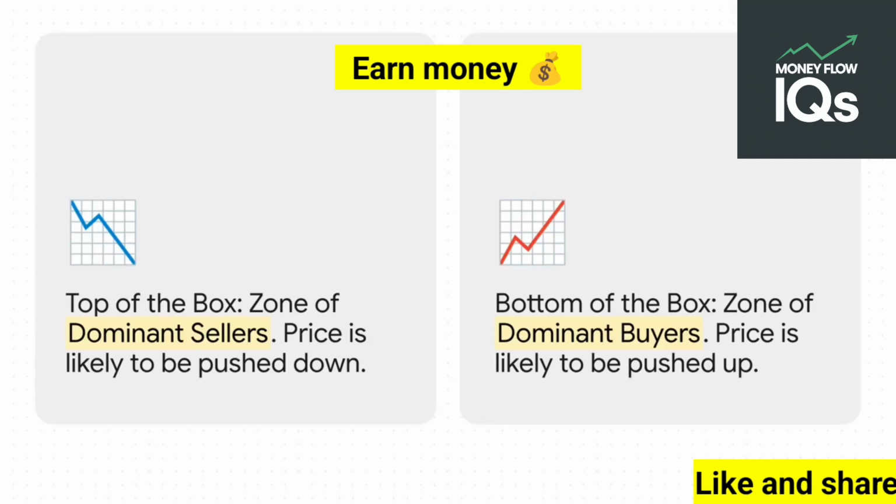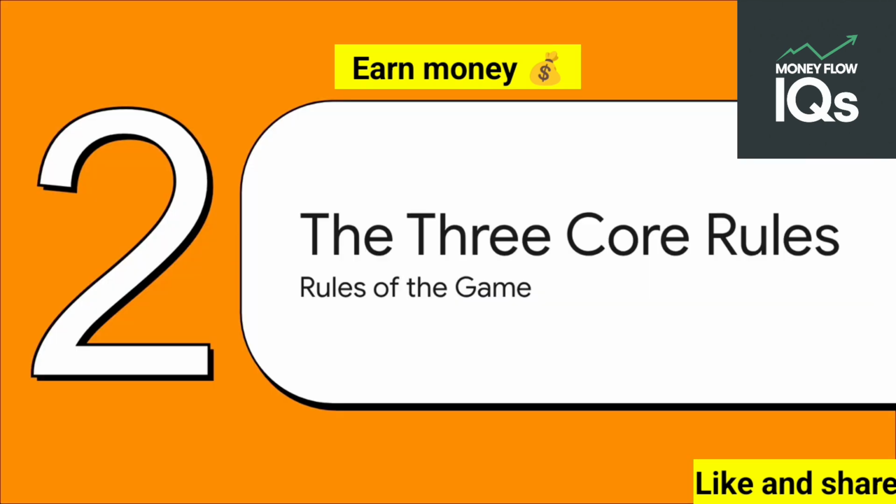But here's the cool part. This box isn't just some random rectangle. It's basically a map of the market psychology from the day before. The top of that box, that's your resistance zone. It's where all the sellers showed up and said, nope, price isn't going any higher. And the bottom, that's your support, where all the buyers stepped in and said, this is a bargain, we're buying here.